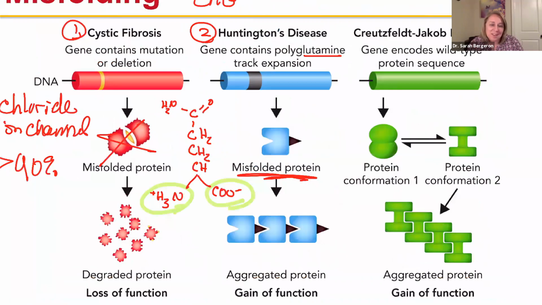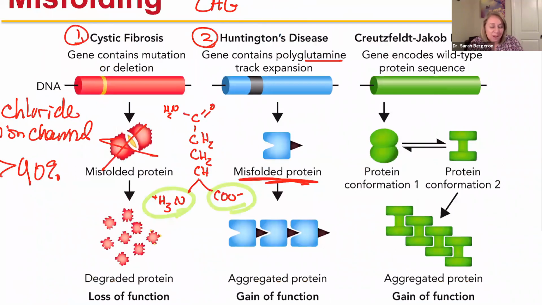Creutzfeldt-Jakob disease. This is actually an example of no change in the protein coding sequence. And it's really pretty cool. It's not the only one. Alzheimer's is another one where we don't have a mutation. We have a normal protein product in Alzheimer's, and the normal protein product is cleaved. It produces a hydrophobic protein fragment. That hydrophobic protein fragment aggregates, and then it creates problems.